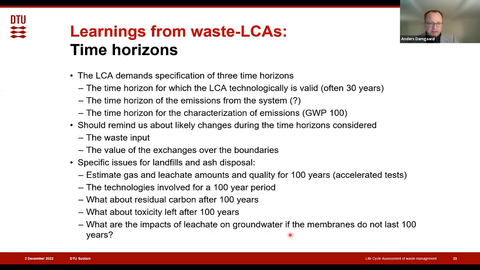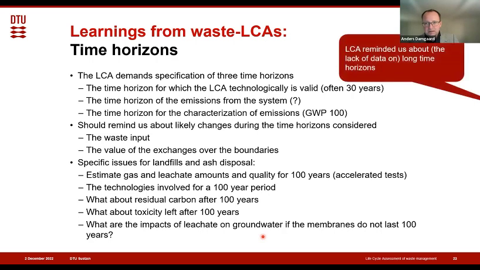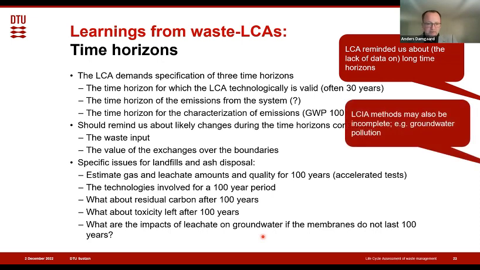And finally, one of the impacts that is quite poorly measured today is what happens with the leachate in the groundwater. If the groundwater is a source, or it ends in a freshwater basin, that is not captured in a lot of LCA methodologies today. So LCA here reminds us that there's a lot of lack of data on what actually happens in these long time horizons, and we might need better methods for incomplete coverage of, for instance, what happens when we contaminate a groundwater source.